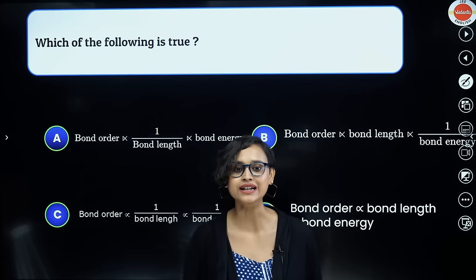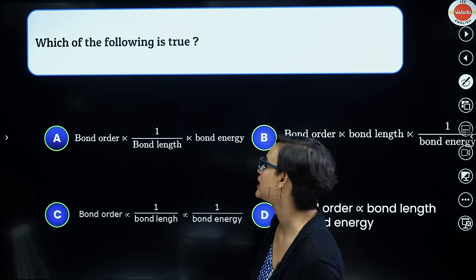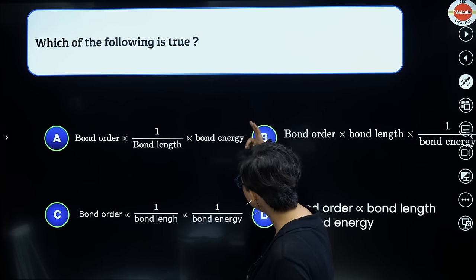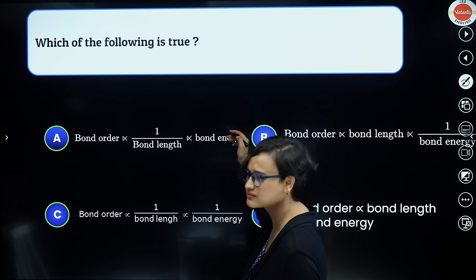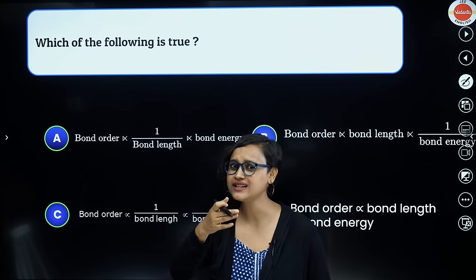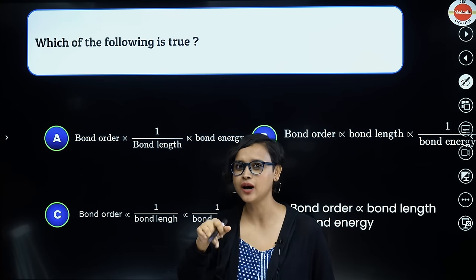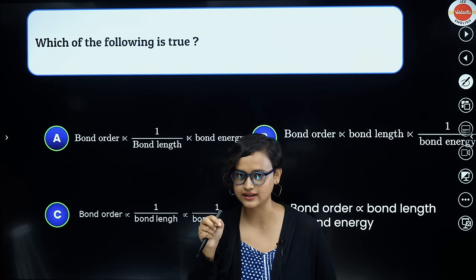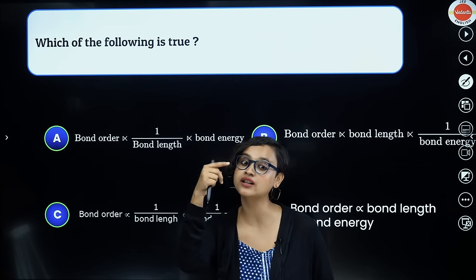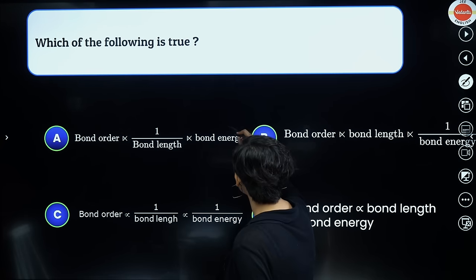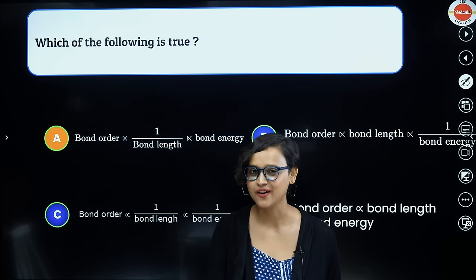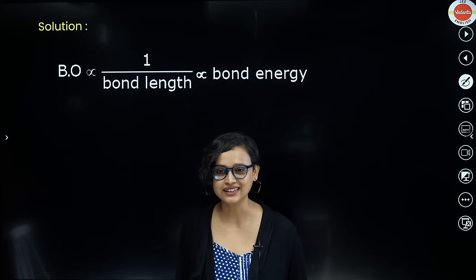Correct. Next, which of the following is true? Bond order is directly proportional to 1 by bond length, directly proportional to bond energy. Is it? Bond order is inversely proportional to bond length. Yeah, bond order increases, bond length decreases. More is the number of bonds, more is the energy. Option A totally makes sense. We just did it, everybody. Yes, this is the correct one.